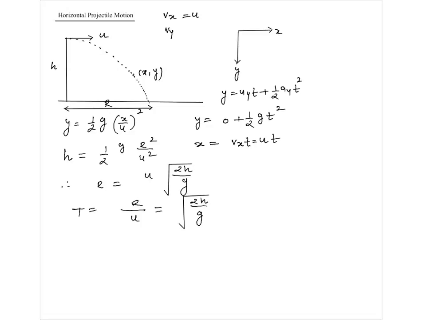Yes, now we have finished it, both the things, range and time. We also find the relationship between x and y, parabolic relationship. Any questions? If you have, then let me know. So let's proceed with further applications.